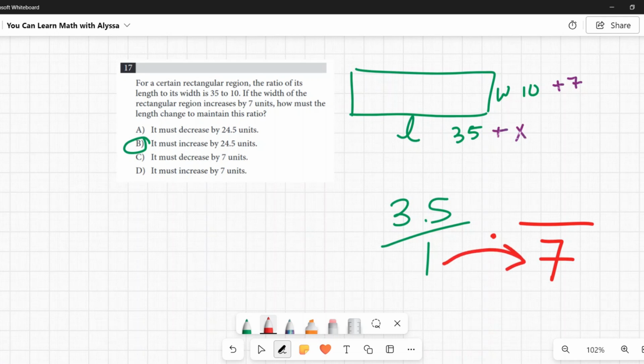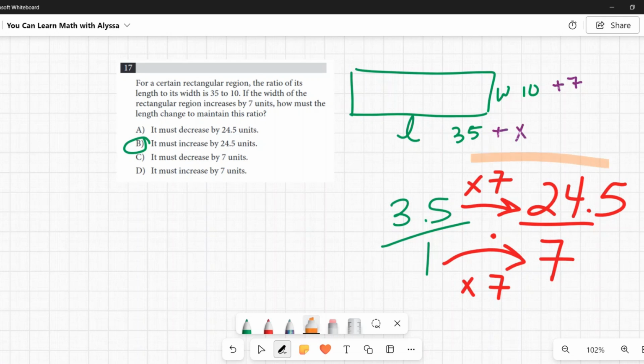How do I get from 1 to 7? I multiply by 7 because we're talking about fractions here. If we're scaling up or scaling down, we have to be multiplying, not adding. Okay, so then on top, to get how much that increase was, I have to do the same thing. 3.5 times 7, and that gives me 24.5. Same answer. That's another way to look at it.